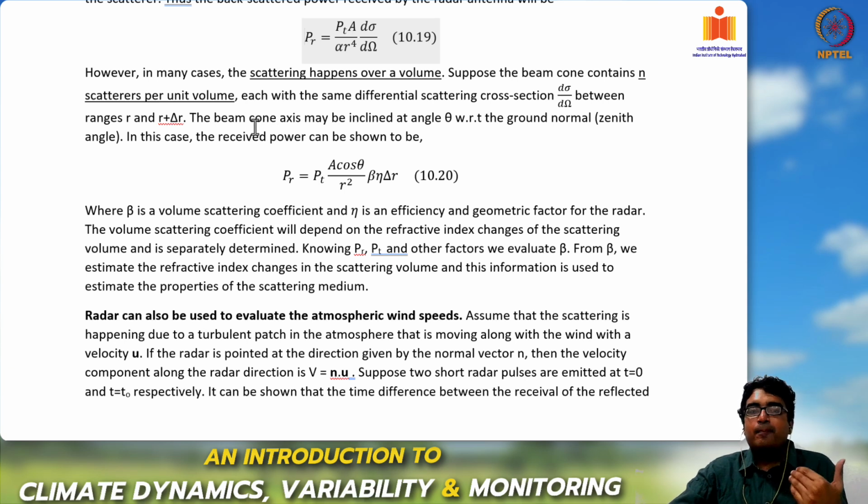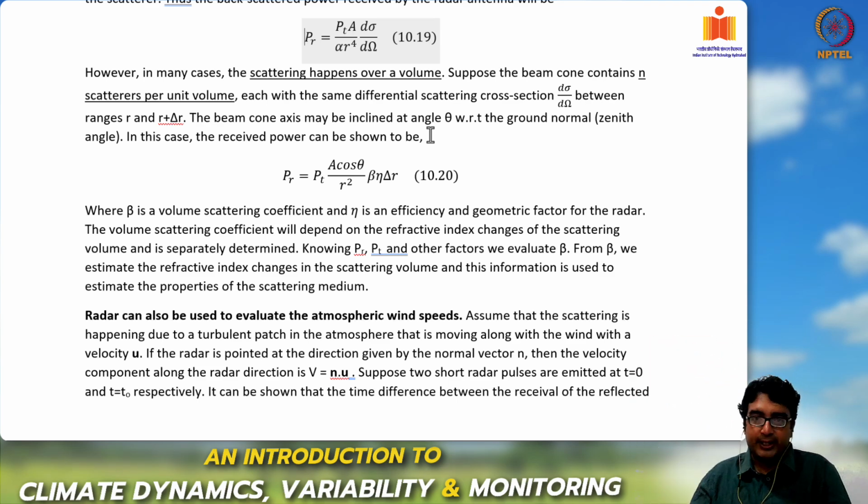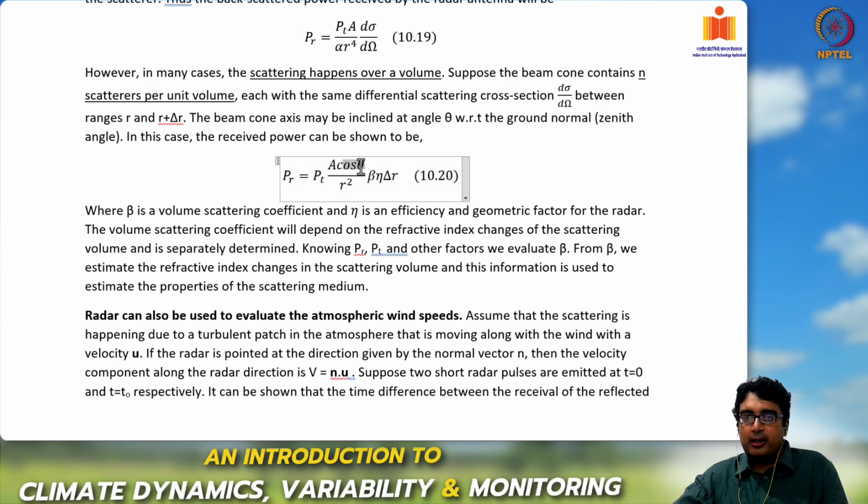Then if the beam cone axis is inclined at an angle theta with respect to the ground normal, so if the ground normal is this, the cone is angled at an angle theta, and we have a certain volume between r and r plus dr where the scatterers are located, then we can show that the received power is again the transmitted power into A by r square into cos theta. So this cos theta term comes, and the alpha by r square is removed.